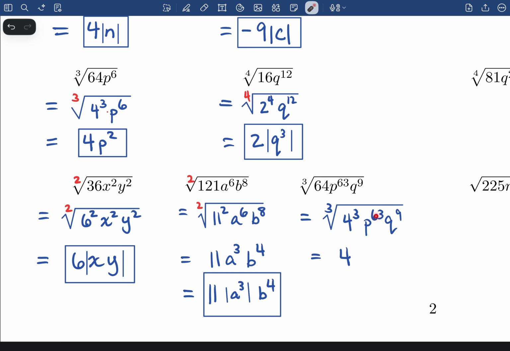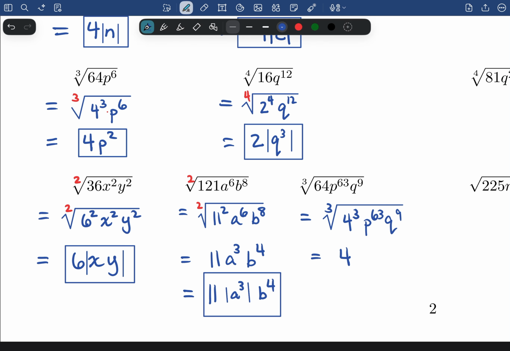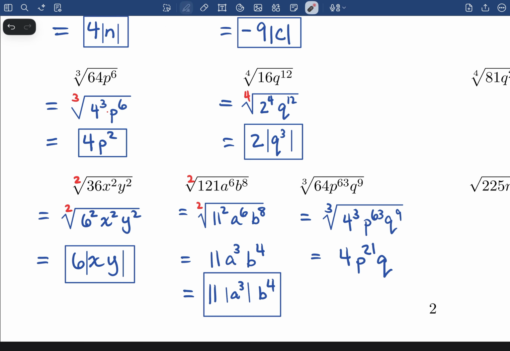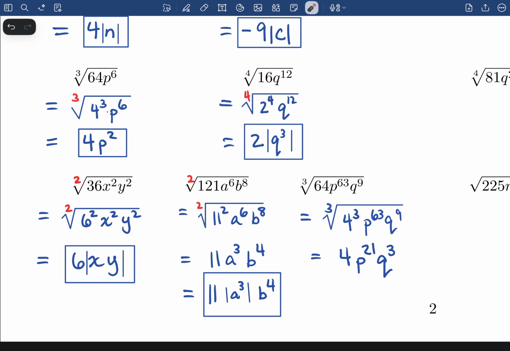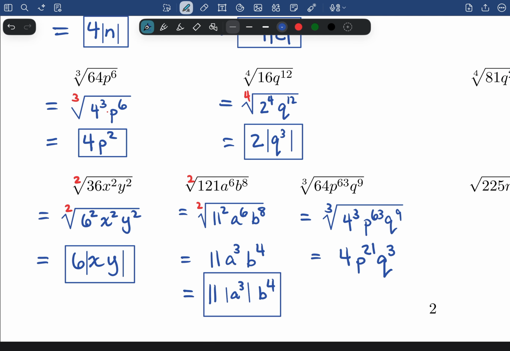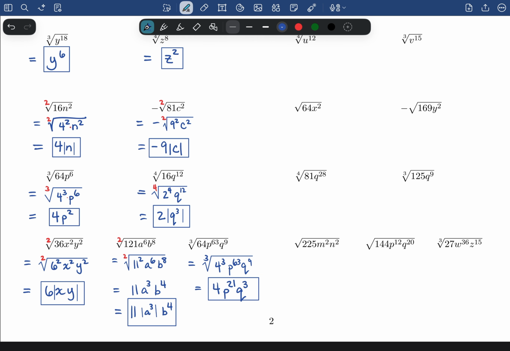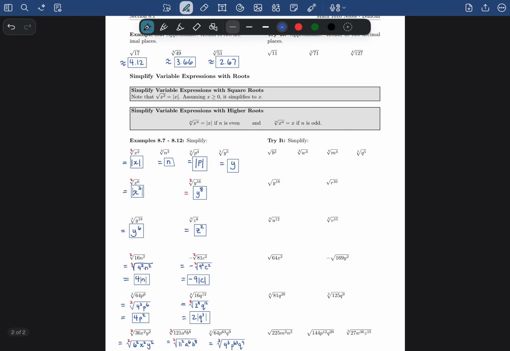And now p to the 63 divided by 3, the index value, and, well, that's 21. That's p to the 21st power. And then I have q to the 9 divided by 3, and that gives me a 3rd power. And because this was an odd root, right, odd index, I don't have to worry at all about absolute value symbols in my final answer. And there it is. We have just done all of lesson 8.1.